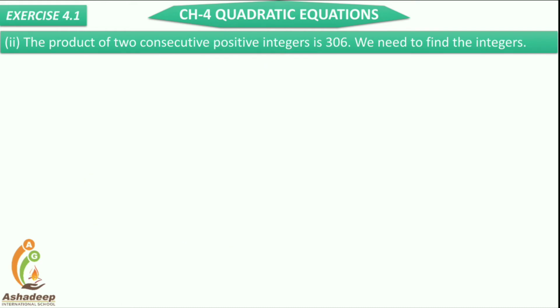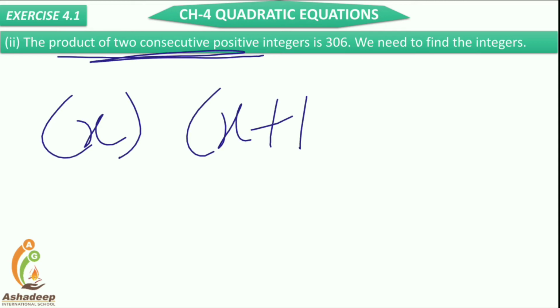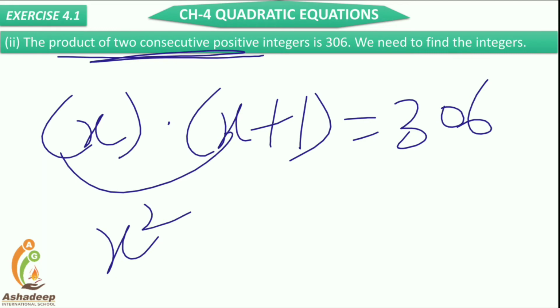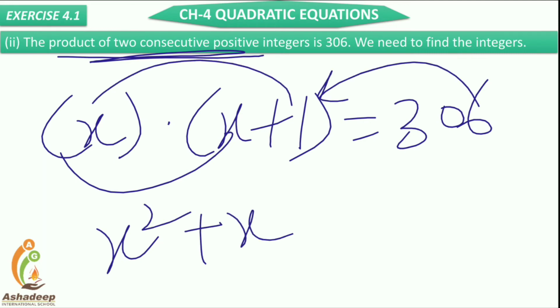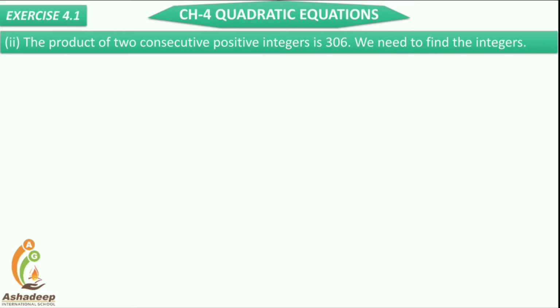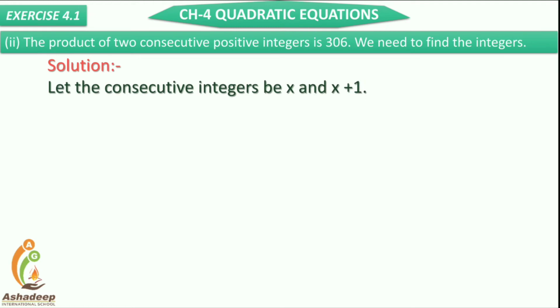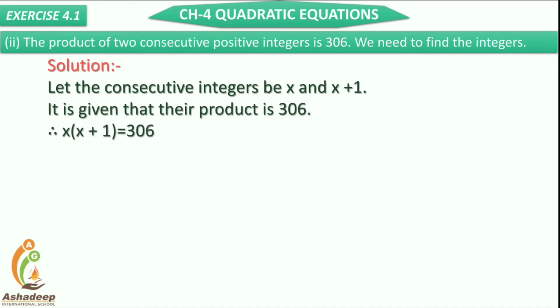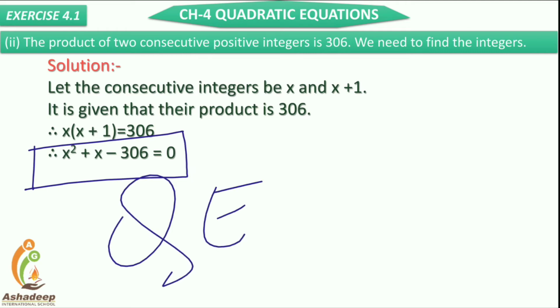चलो देखते हैं आगे. So the product of two consecutive integers, तो हमको तो consecutive integers मिल गए. So x and x plus 1, उन दोनों का प्रोडक्ट मतलब मल्टीप्लीकेशन is going to be 306. x into x is x square, x into 1 is x. 306 ये साइड आएगा तो x square plus x minus 306 is equals to 0 is our quadratic equation. So let the consecutive integers be x and x plus 1. Then it is given that the product is 306. So x into x plus 1 is equals to 306, x square plus x minus 306 is equals to 0. This is our quadratic equation, right?